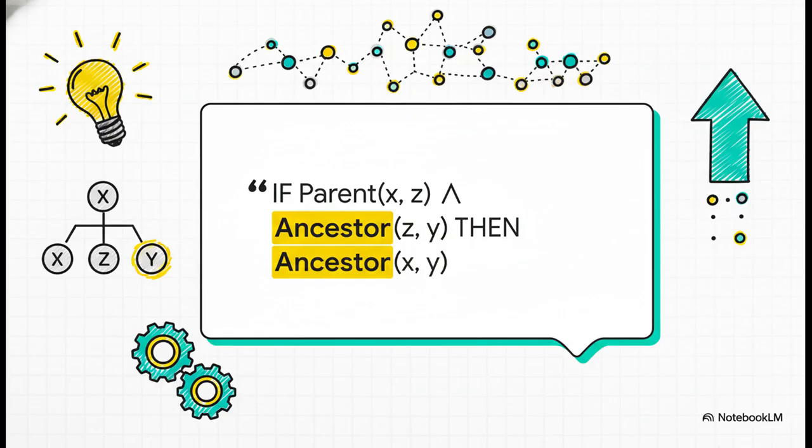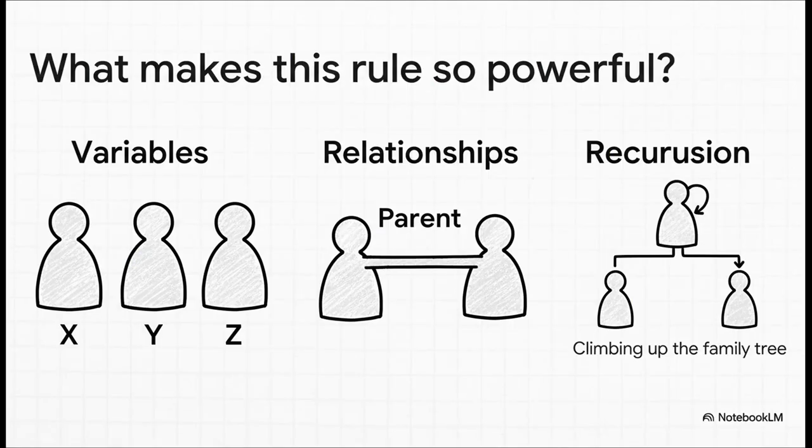It's incredible. So what's the secret sauce here? Let's break down why this is such a game changer. First, it uses variables. X, Y, and Z can stand in for anybody. Second, it understands relationships, like the idea of being a parent. And third, and this is the big one, it's recursive. To figure out if someone's an ancestor, the rule can just call itself, over and over, climbing up the family tree one generation at a time. This is a massive, massive leap in reasoning.